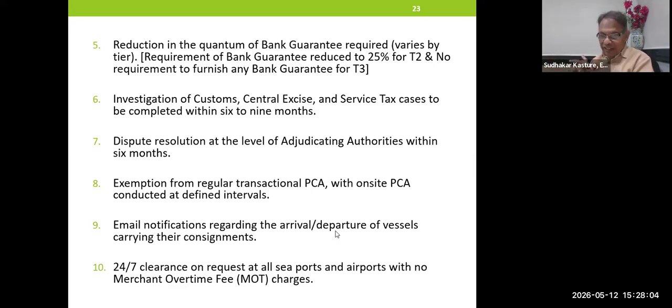Exemption from regular transactional post customs audit, with on-site PCA conducted at defined intervals. So you can carry this out. So customs activities become simpler, audit activities become simpler. Email notifications regarding arrival, departure of vessels. 24/7 clearance on request at all seaports and imports with no merchant overtime fee.